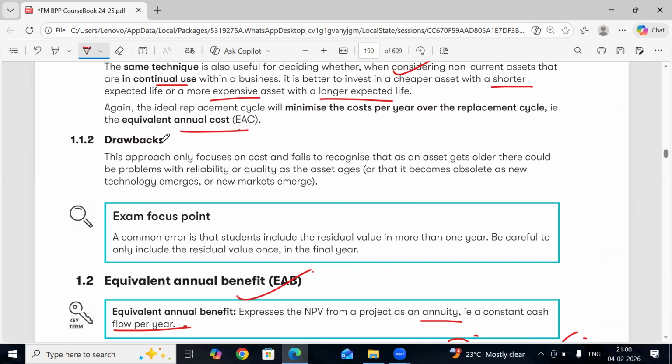Drawback: this approach only focuses on cost and fails to recognize that an asset gets older. There could be problems with reliability or quality. So it does not give any emphasis to the quality aspect, because as the asset becomes old, it does not give you that quality output which it was giving you when it was new. Okay.